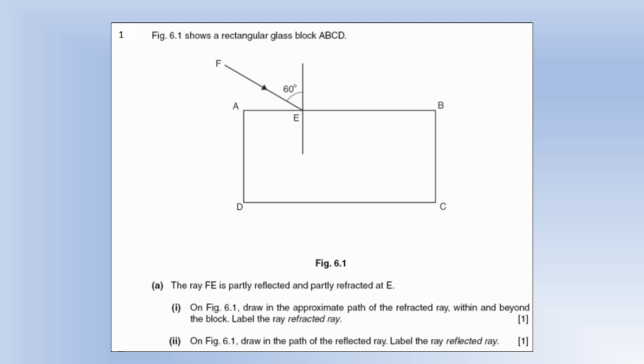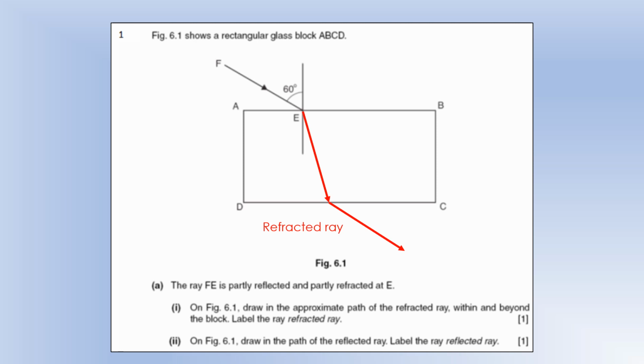The ray FE is partly reflected and partly refracted at E. Draw an approximate path for the refracted ray within and beyond the block and then label it refracted ray. So it's going into a higher optical density, so it's going to bend towards the normal, or our angle of refraction is going to be smaller than the angle of incidence. And then once it exits the block, because it's rectangular, the ray is going to be parallel to EF. And that's our refracted ray.